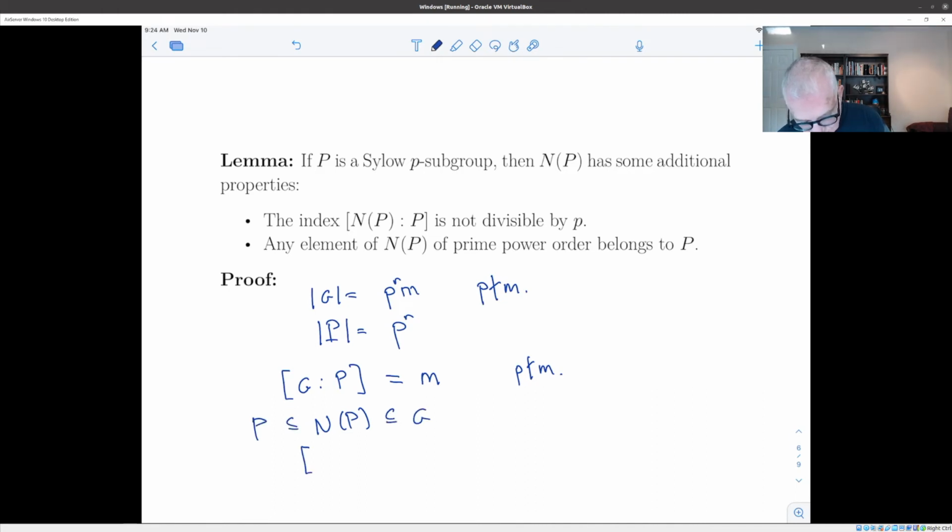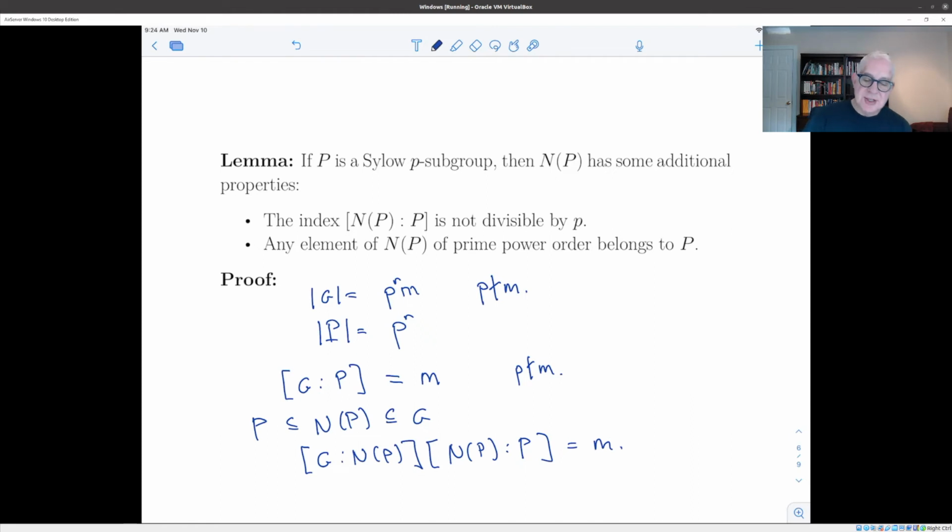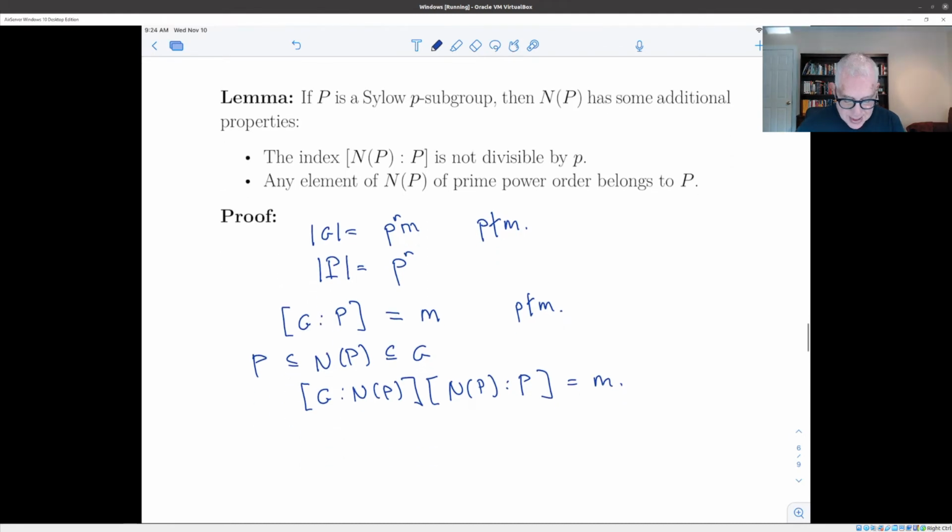The normalizer of P is a subgroup of G containing P. And we know that the index multiplies in towers of subgroups in this way. We proved this way back in our Lagrange's theorem section. And so since this number is not divisible by P, neither of these numbers can be divisible by P either. So that's why this number is not divisible by P.